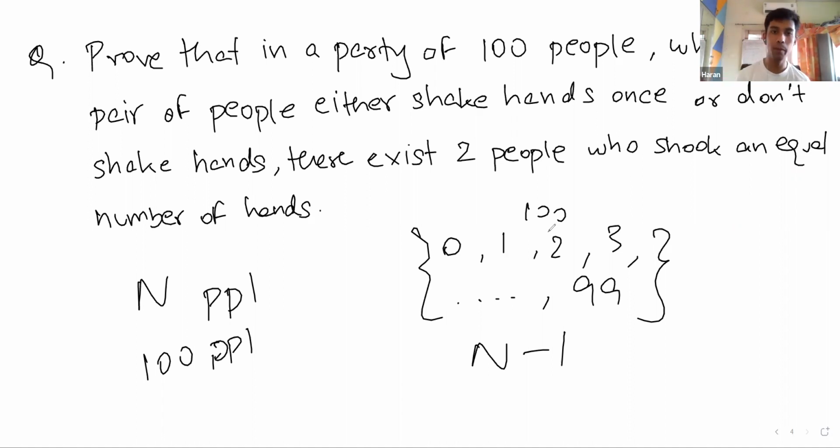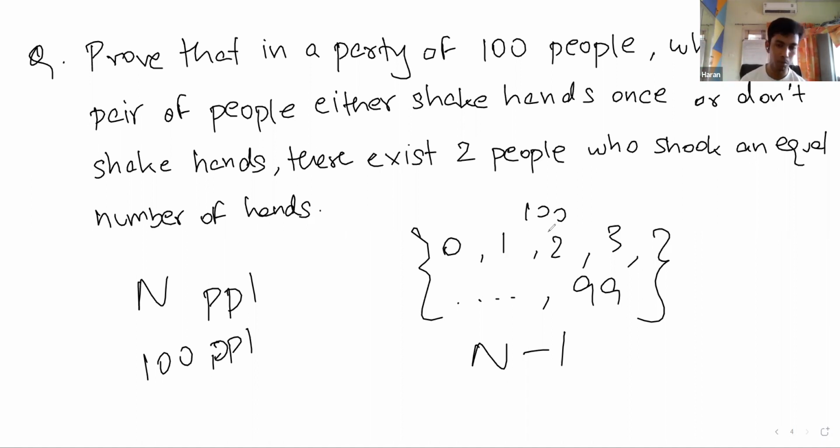But the problem is, this is the worst case. If I'm assigning 100 numbers to 100 people, then two people need not have the same number. But is this assignment possible? This is the only assignment that will make sure that all people have a distinct number of handshakes. Is it possible that a person shook 0 hands, a person shook one hand, another person shook two hands, and so on till the 100th person shook 99 hands? Is this even possible?